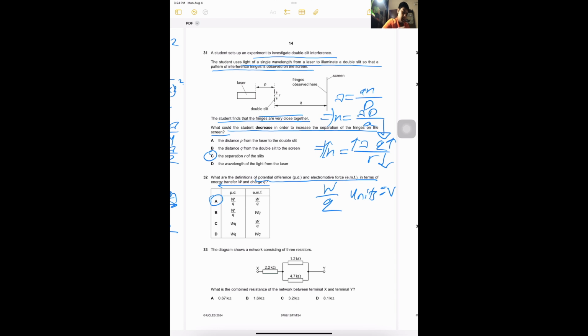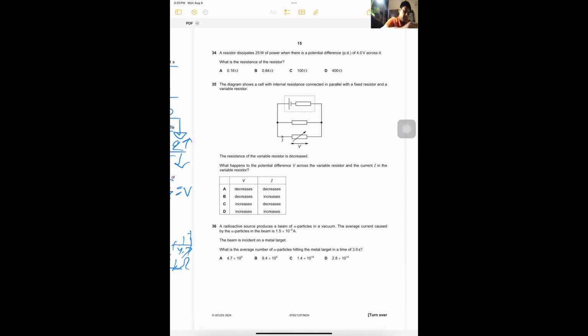Yes, the diagram shows a network consisting of three resistors. It will be 2.2 plus the combined resistance. Whenever you see a question, you really have to do that much practice that you understand what the question could actually be. When you see this arrangement, you know it has to be one of those combined resistance questions with the power minus 1. So 1.2 plus (1 divided by 4.7) whole to the power minus 1. I'm just using the concept here. 3.2 kilo ohms.